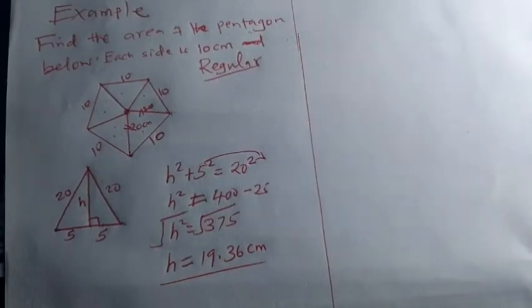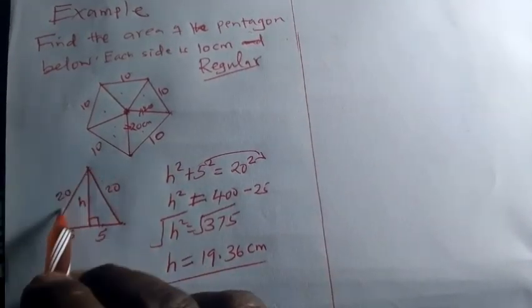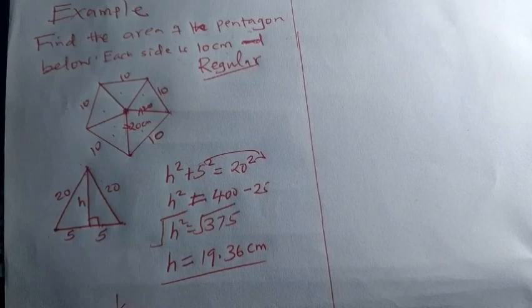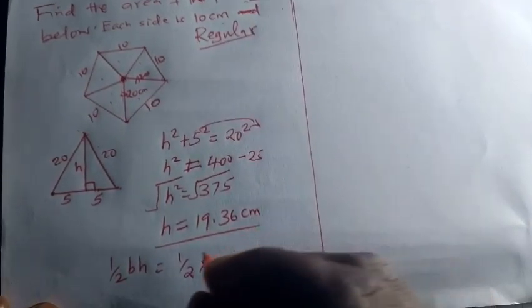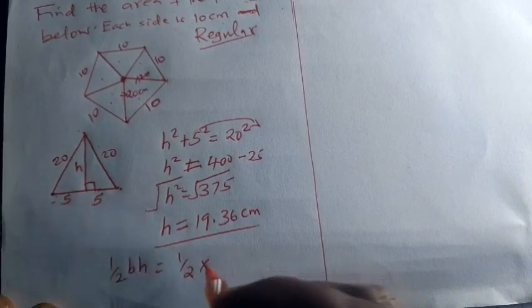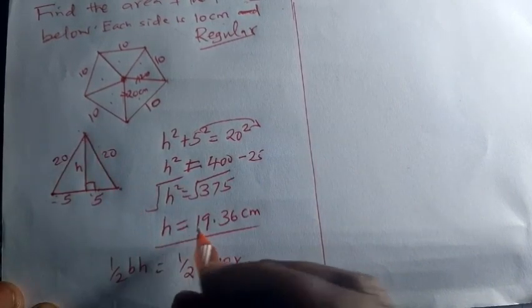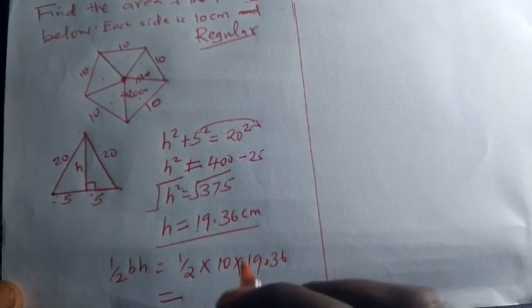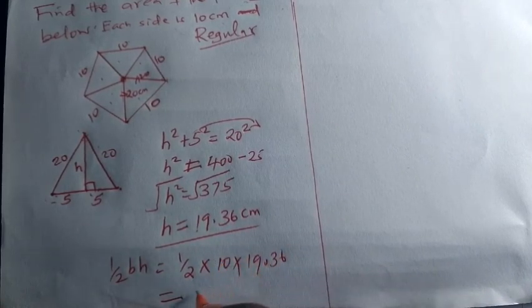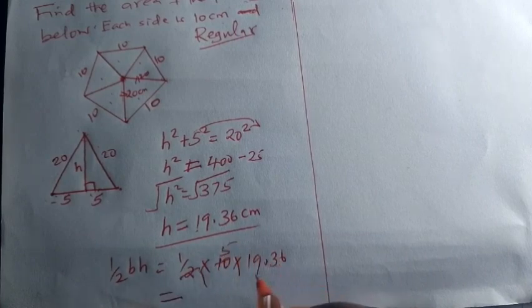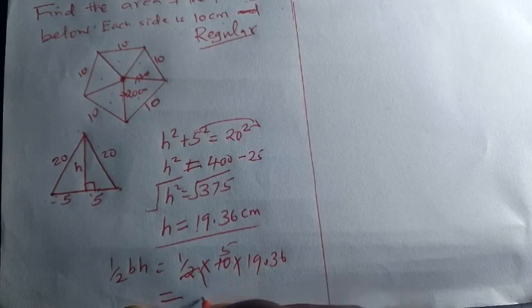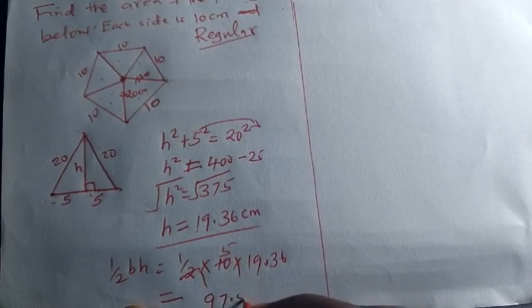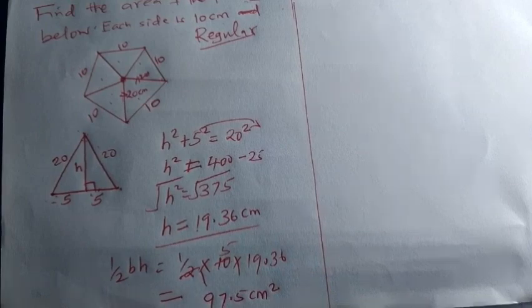We know that the area of a triangle, now we want to calculate the area of this triangle, is a half base times height, which is a half times the base, which is 10, times the height, the one we have calculated, 19.36. This one will give us 5. 19.36 times 5, that is 97.5 centimeters squared. So this is the area of one triangle.